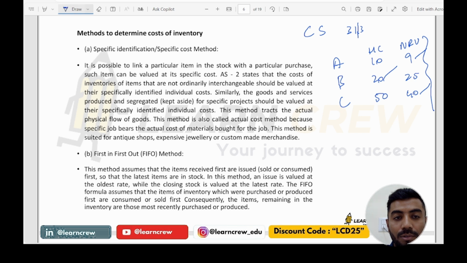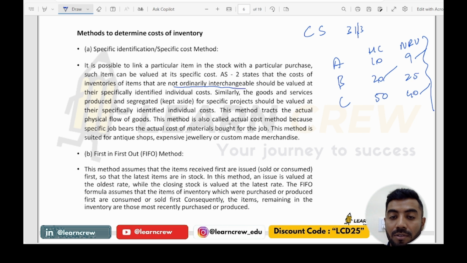We'll just run through what is given here. It is possible to link a particular item in stock with a particular purchase. Such an item can be valued at its specific cost. AS 2 states that the cost of inventory of items that are not ordinarily interchangeable should be valued at the specifically identified individual cost. Similarly, goods and services produced and segregated for specific projects should be valued at the specifically identified individual costs. This method tracks the actual physical flow of goods.